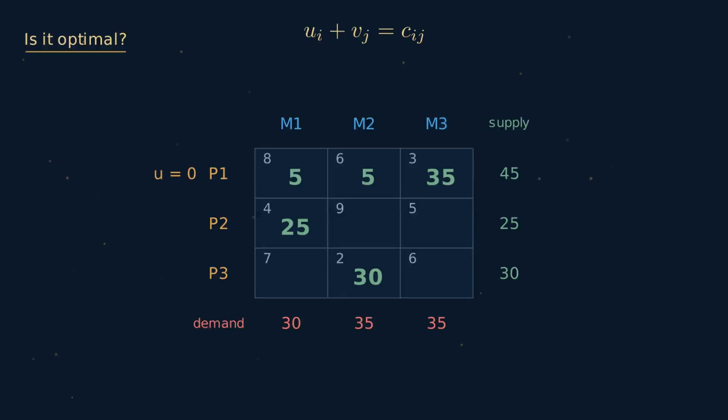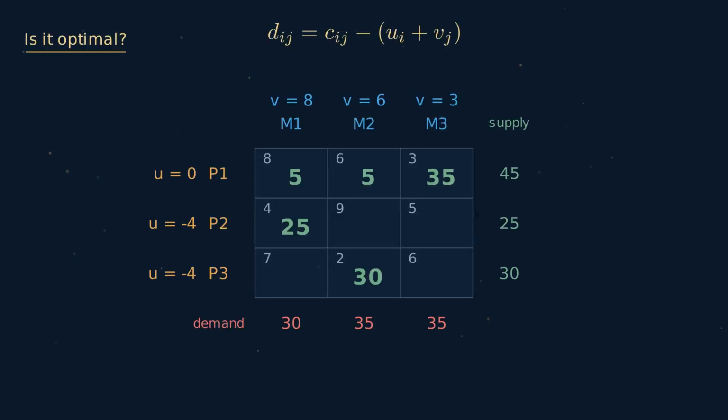5 filled cells give 5 equations, but there are 6 unknowns. So we simply anchor 1, set the first row's U to 0. Everything else falls out one at a time. The top row is filled in all 3 columns, so with U0 the 3 Vs are just those costs, 8, 6 and 3. The second plant ships to the first market at 4, so its U is 4 minus 8, minus 4. The third plant ships to where V is 6, so its U is minus 4 as well.